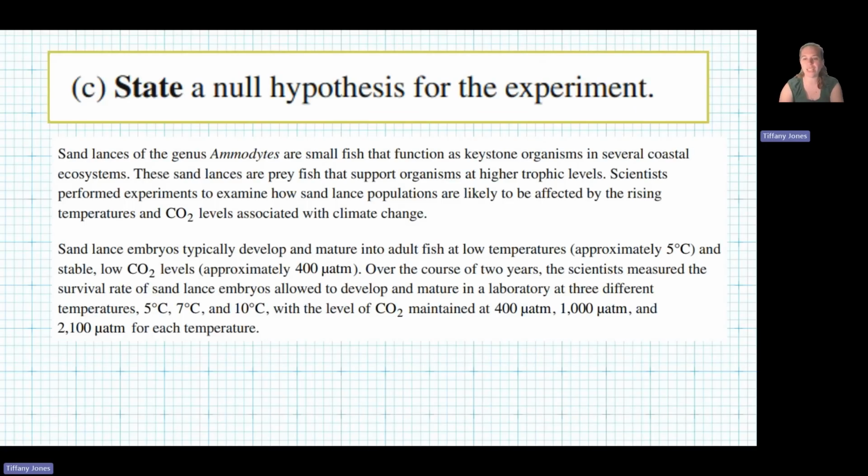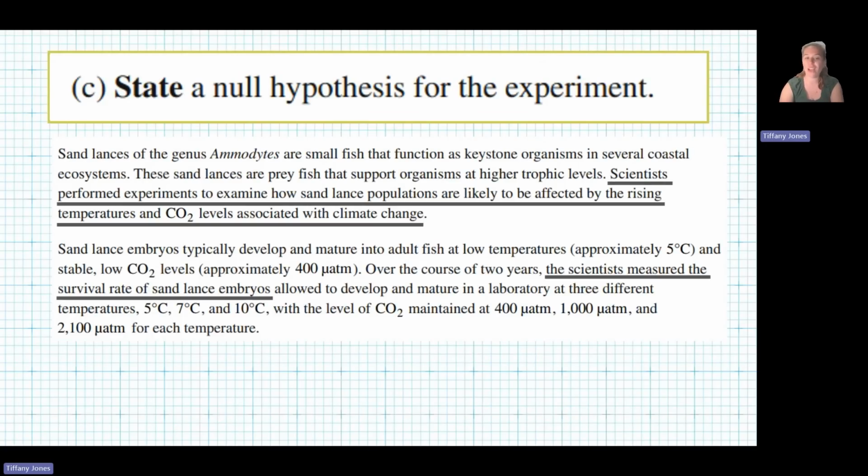So over 2 years, scientists measured the survival rate of the sand lance embryos allowed to develop and mature at different temperatures and as well as different levels of CO2. So again, our null hypothesis is that the independent variable has no effect on the dependent variable, right? In this case, our independent variable would be the temperatures or the carbon dioxide levels, which is all showing climate change. And what they're measuring, our dependent variable, is the survival rate.